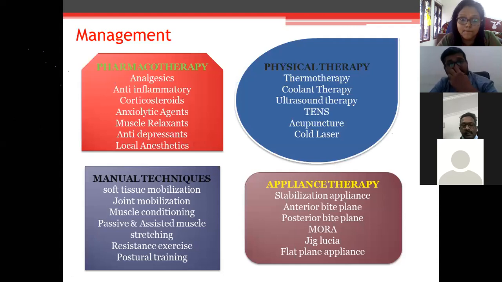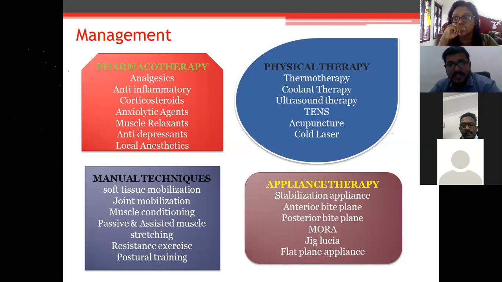And with management, there are a lot of different strategies for treating a temporomandibular joint disorder. You can start with drugs like analgesics, anti-inflammatories, corticosteroids, anxiolytics, muscle relaxants, antidepressants, local anesthesia. You can give any drugs for treating temporomandibular joint disorders, and you can give opioids. The usage of opioids is limited, because opioids are more commonly used for malignant disorders. For non-malignant disorders, opioid usage is very limited. But okay, you can try the newer generation of opioids, tramadol and those things. No issues.